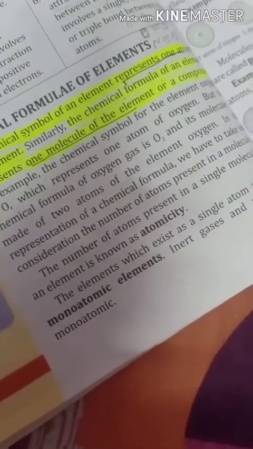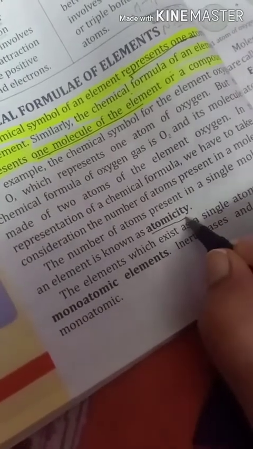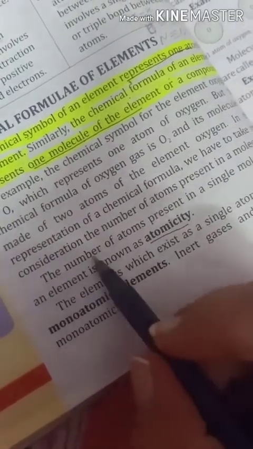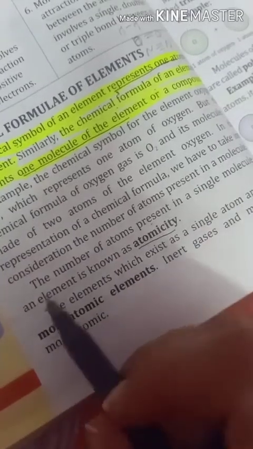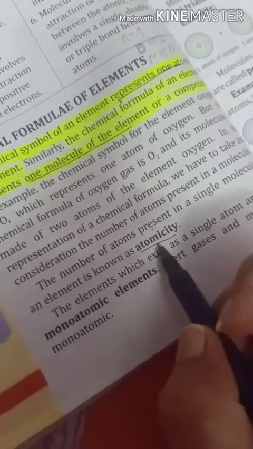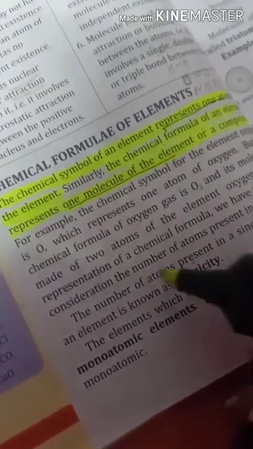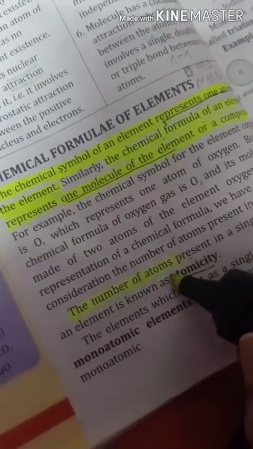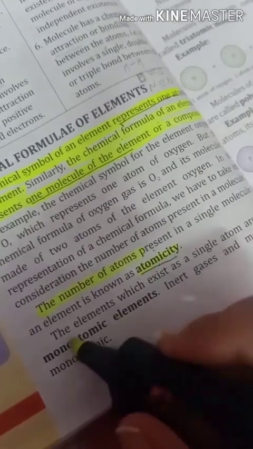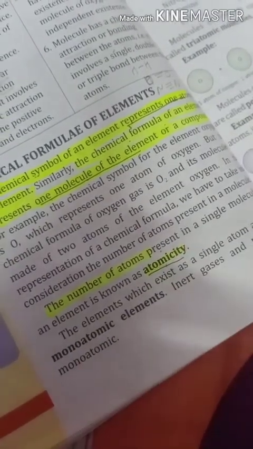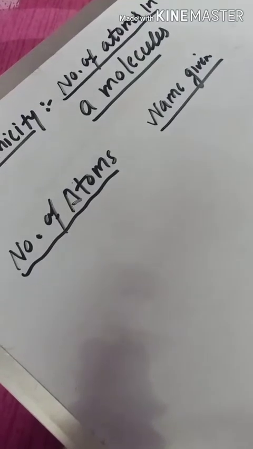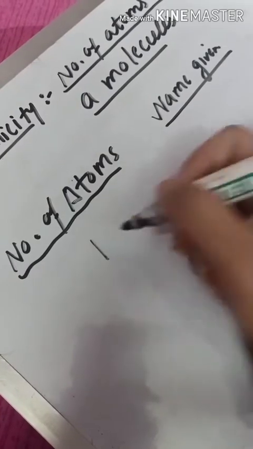Next we have the definition of atomicity. What is atomicity? Write or underline: the number of atoms present in a single molecule of an element is known as its atomicity. Now, if the number of atoms in a given molecule is only one, then the name given to that molecule will be monoatomic, where mono means one.